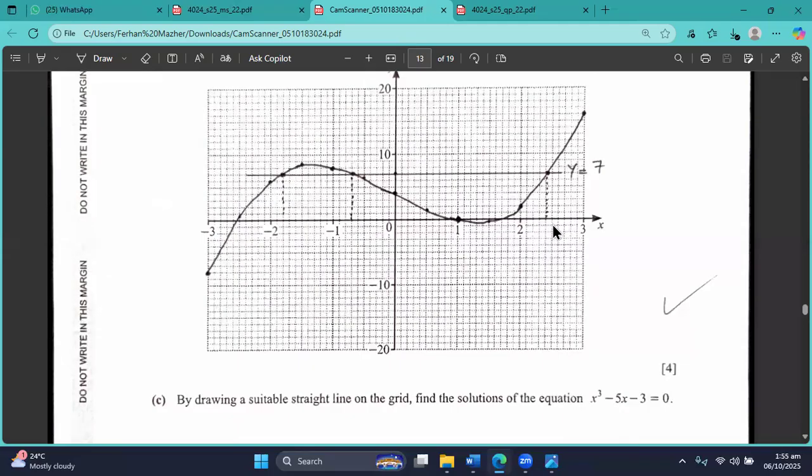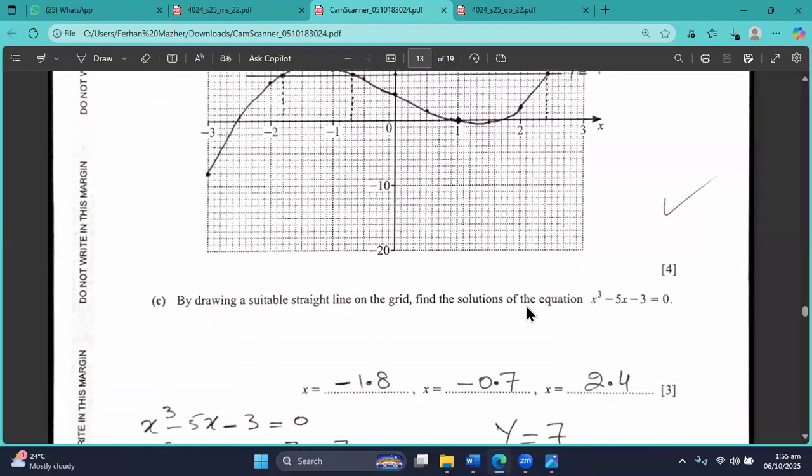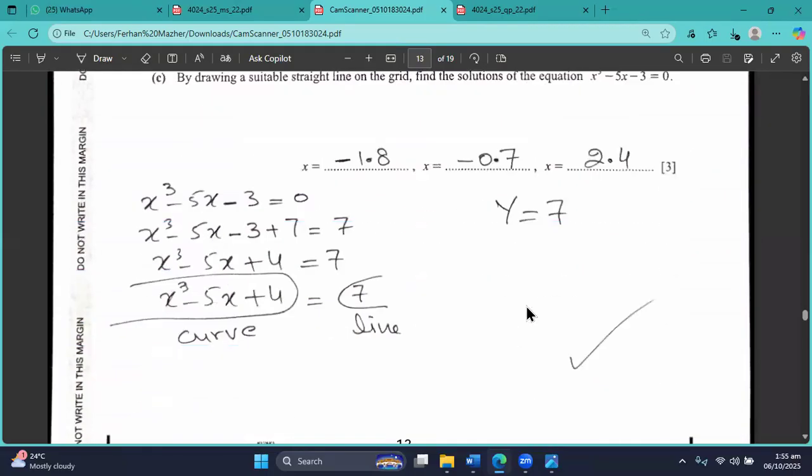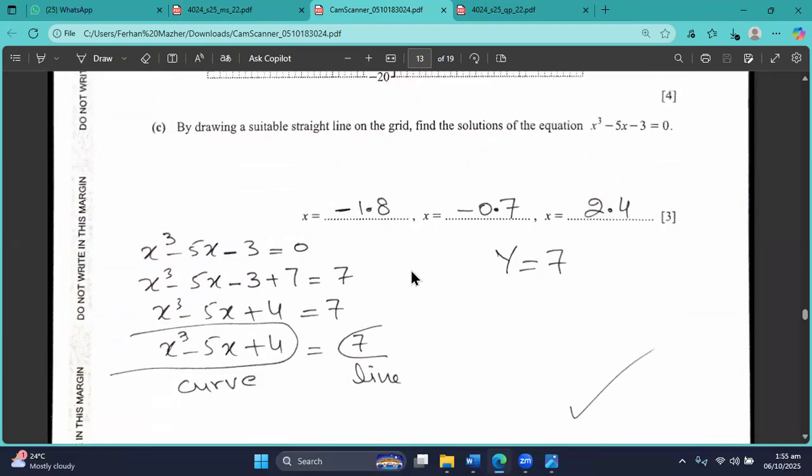Something, okay, and this is 2 point something. Okay, I have noted down them. So it will be minus 1.8 and minus 0.7 and 2.4. So this is very important, to make the shape, the left side of whatever equation they will be asking you to solve graphically.